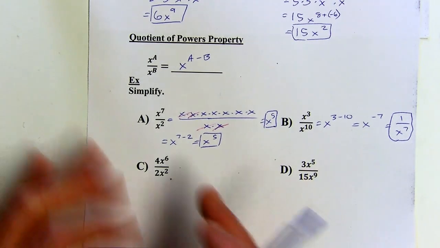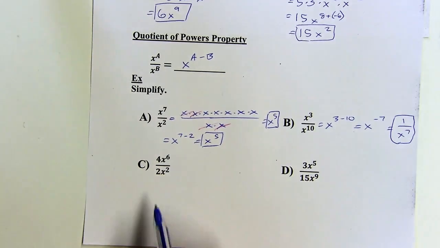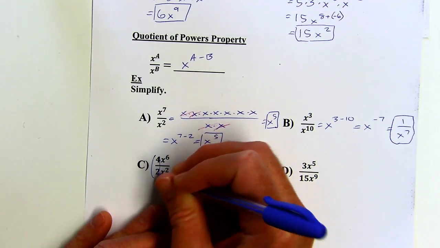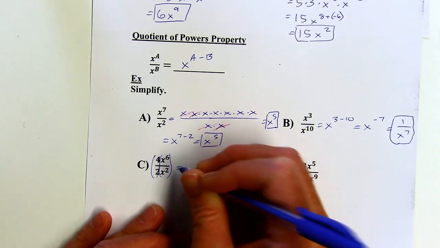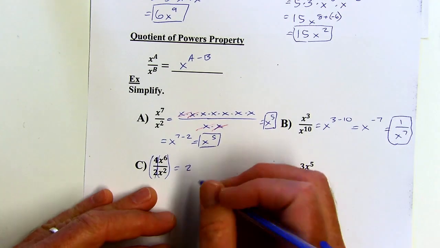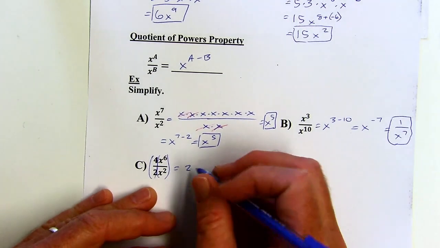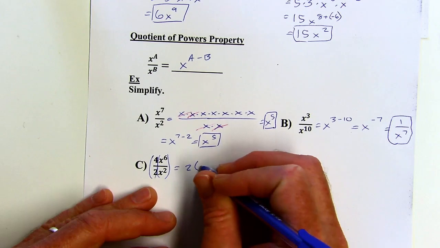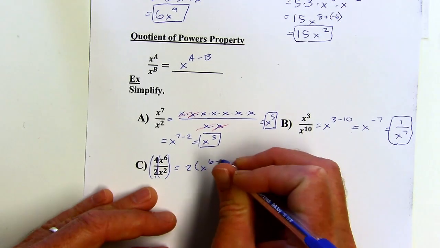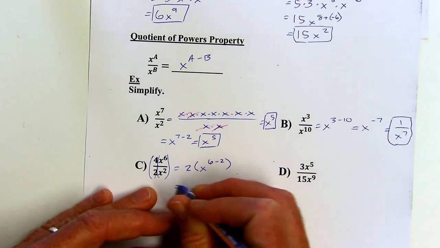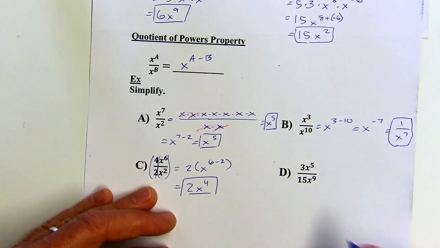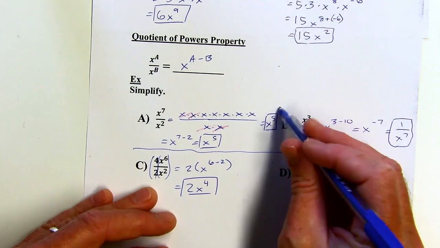Okay? All right. On problems like this where we have coefficients, I like to think of these parts separately. So first I think, well, 4 divided by 2 is 2. 4 halves is 2, right? And then for the x's, I'm going to do x to the 6 minus 2. And so then this will be 2x to the 4th. Okay? Just separate this out a little.